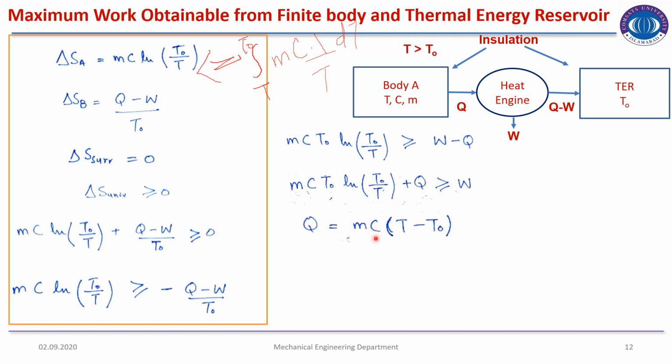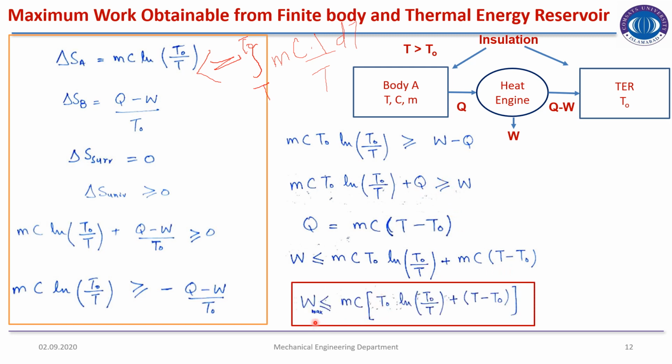the value of Q is MC T minus T naught, because T is the higher temperature and T naught is the lower temperature. So we will insert that relation into the main equation, and the relation for maximum work is that W is less than or equal to MC bracket T naught natural log T naught over T plus T minus T naught. Here M is the mass of body A, C is the specific heat, T is the temperature of body A, and T naught is the temperature of the thermal energy reservoir. So that is the relation for maximum work obtainable from a finite body and a thermal energy reservoir.